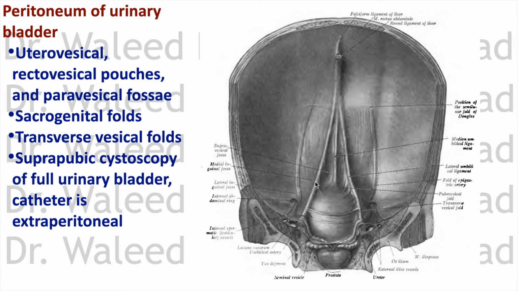This means that in suprapubic cystoscopy, in case of a full bladder, only in case of a full bladder, not an empty bladder, a full bladder will raise the peritoneum with it, so there will be an area suprapubic that is bare of peritoneum, so you can introduce the cannula of cystoscopy safely without being intraperitoneal. You will be extraperitoneal. But please remember, it's only in the case of a full urinary bladder.